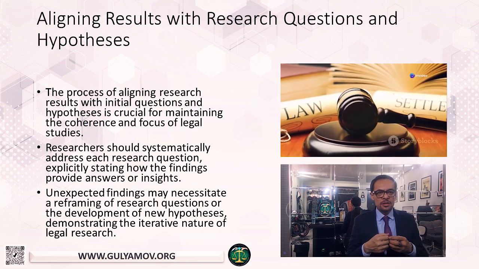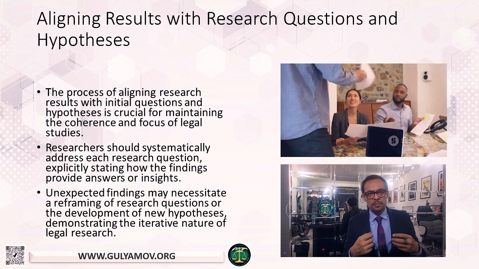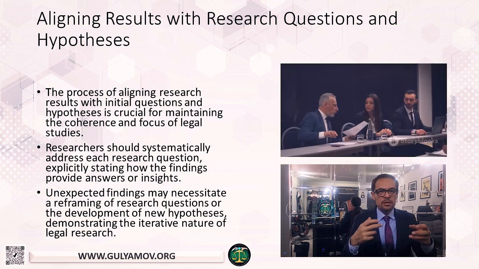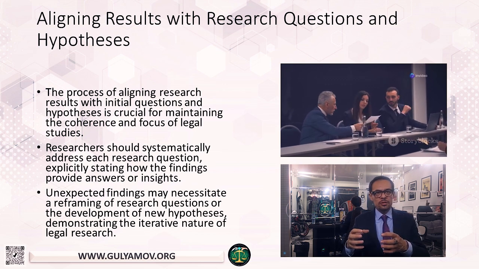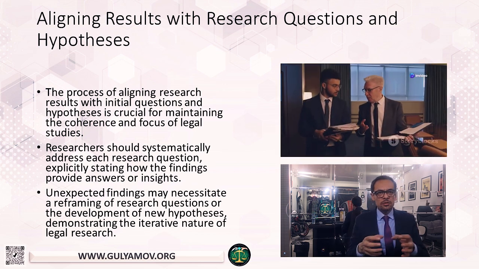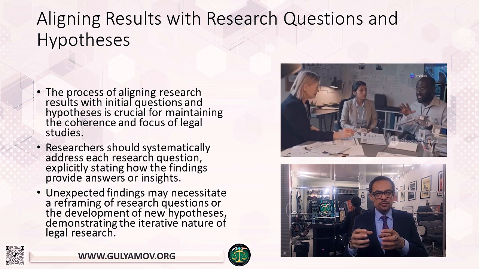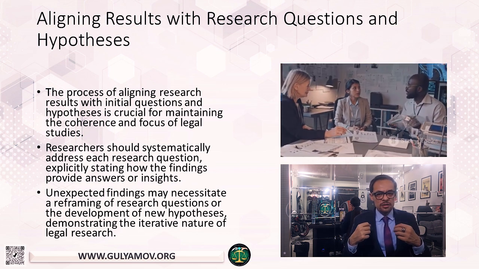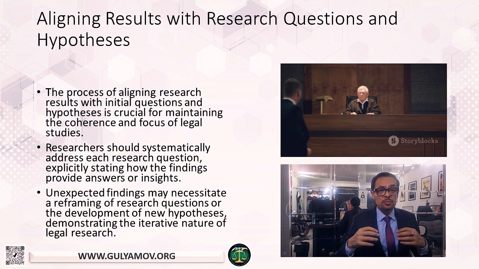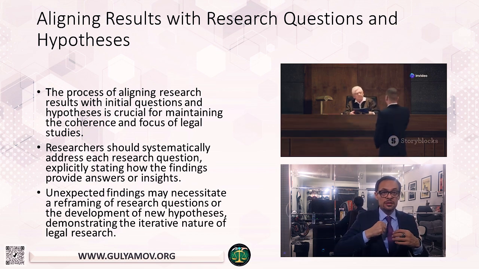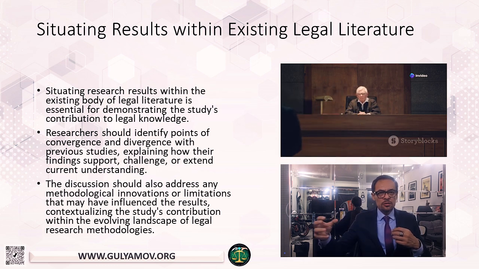Unexpected findings may necessitate a reframing of research questions or the development of new hypotheses, demonstrating the iterative nature of legal research. For example, a study initially focused on the deterrent effect of punitive damages might uncover unexpected findings about their impact on corporate behavior, leading to new research questions about the role of civil litigation in corporate governance. Researchers should be transparent about any deviations from the original research plan and explain how these changes affected the study's outcomes.